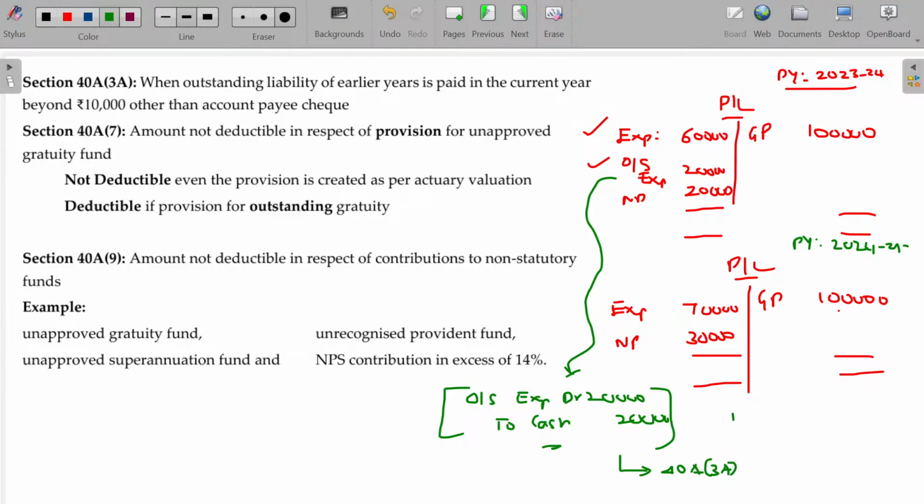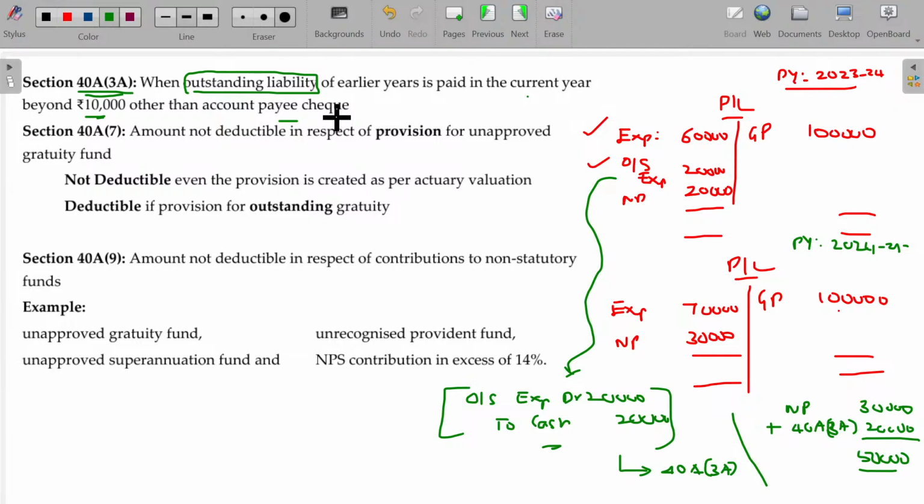So in this year 24-25, net profit as per the books being 30,000 rupees, add disallowed expenses under section 40A class 3A. This 20,000 is disallowed. 50,000 will be the taxable profit in the next year. Section 40A class 3A, when outstanding liability of the earlier year is paid in the current year beyond 10,000 other than by way of account payee cheque, is disallowed in the year of payment. In the year of payment. Hope now you'll be able to understand this one.